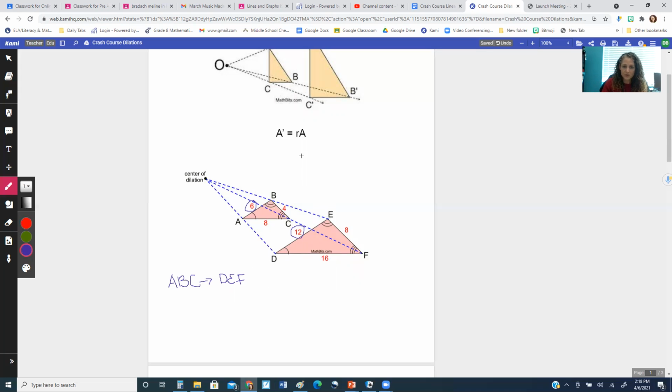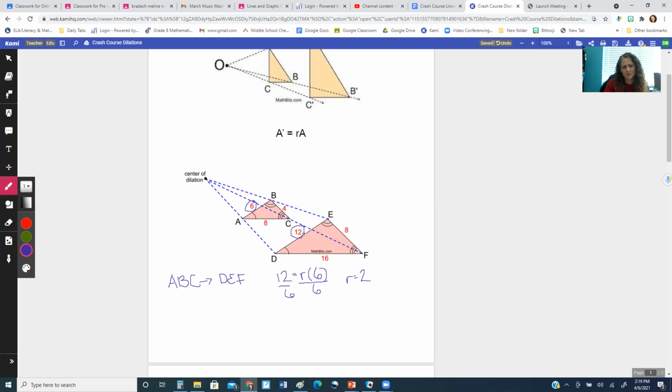So I know that A prime equals R times A, and I'm trying to figure out the R that gets me from triangle ABC to triangle DEF. So DE would be what A prime would be, so that's 12. 12 equals R times, over here, that same corresponding side is 6. So I've got R times 6. I want to get the R alone. The opposite of multiplication is division, so I'm going to divide both sides by 6. And R equals 2. So I had a scale factor of 2 when we went from this triangle to this triangle.